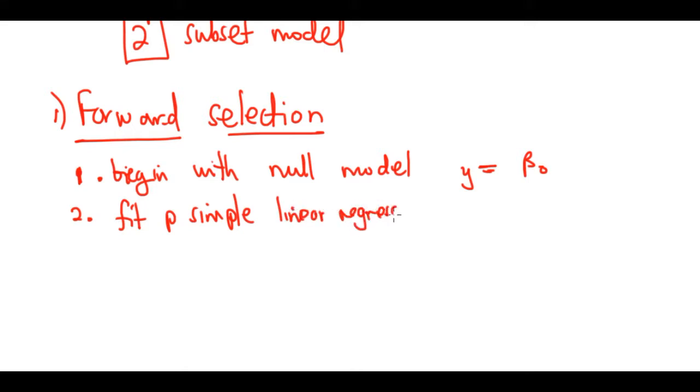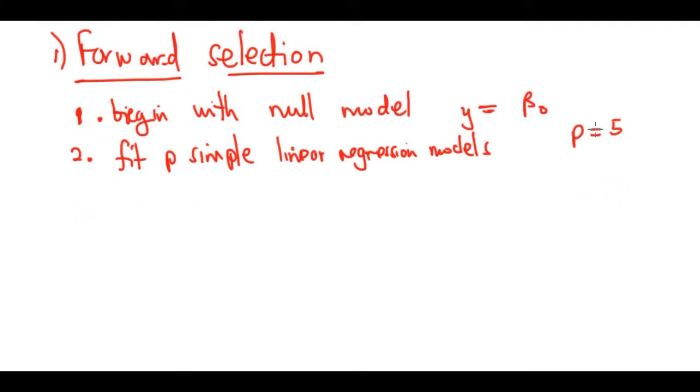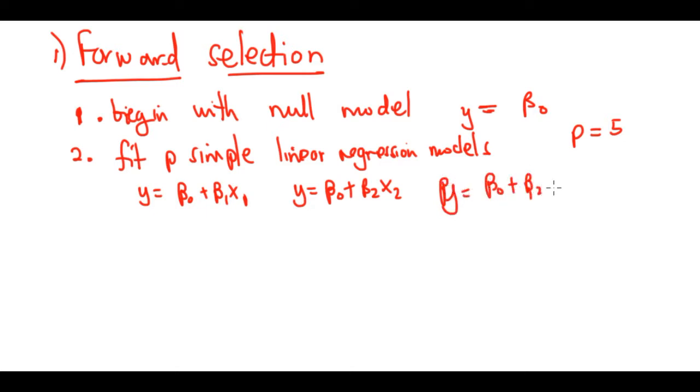So what this step does is, let's say p is equal to 5. We're going to fit 5 simple linear models, each separate. The first one is going to be y is equal to beta naught plus beta 1 x1, with the first predictor. And then the second one is going to be y is equal to beta naught plus beta 2 x2, with the second one. And then y is equal to beta naught plus beta 3 x3, all the way up to when you get to x5. So these are separate simple linear models.